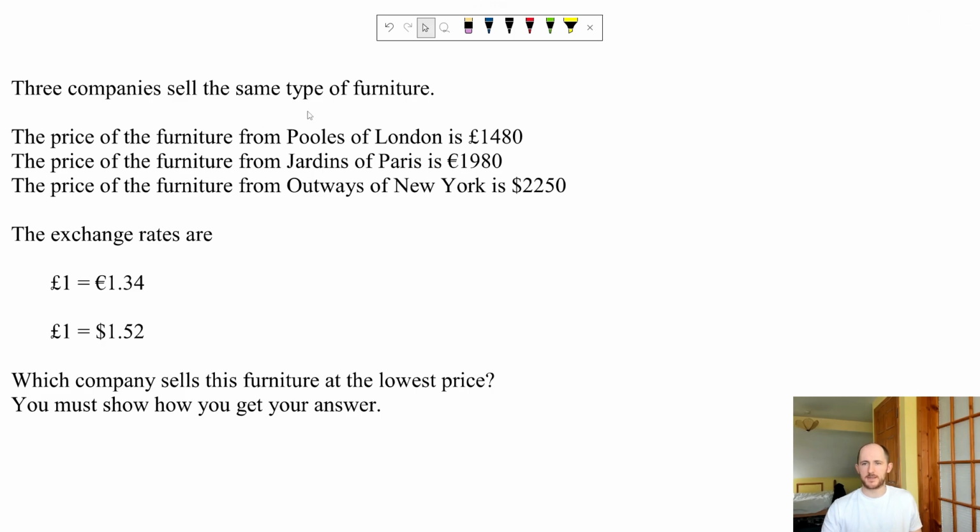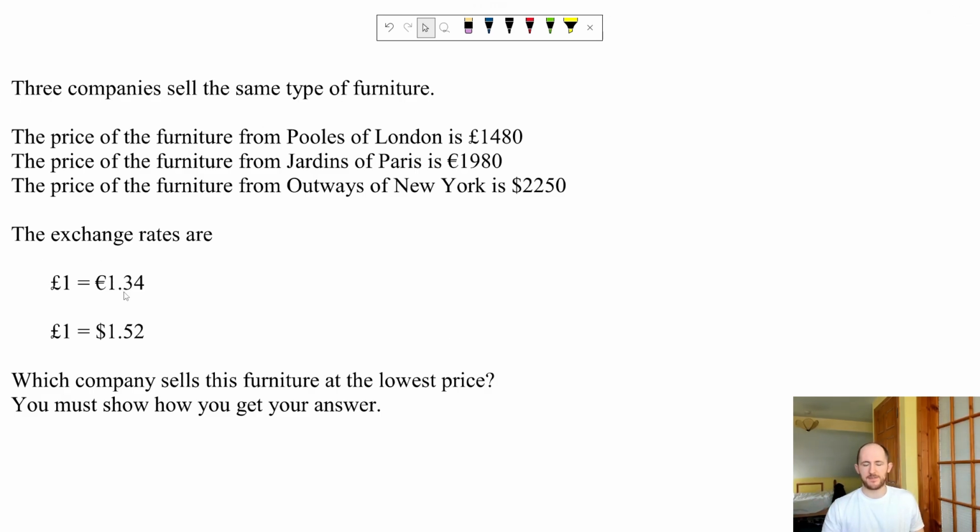So 3 companies sell the same type of furniture. The price of the furniture in London is £1,480. In Paris, it's €1,980. And in New York, it's $2,250. Which company sells this furniture at the lowest price? So we can't compare them yet because they're all different units. They're different currencies. And if you've traveled the world a little bit, you'll know that a euro is worth a different amount than a pound, and a dollar's worth a different amount than both of them. So we need to convert them all to the same currency.